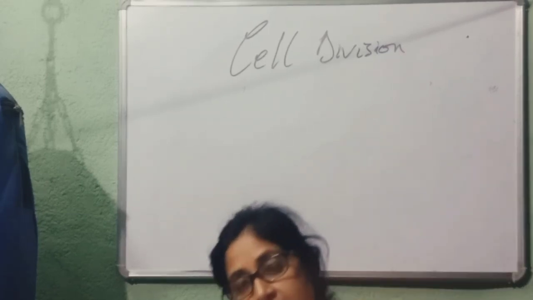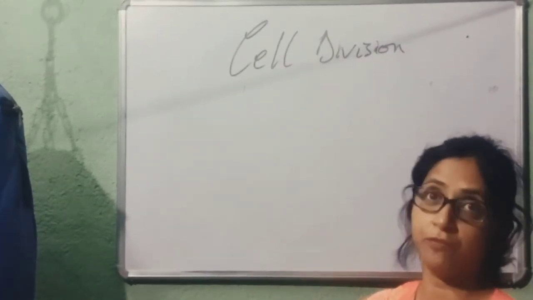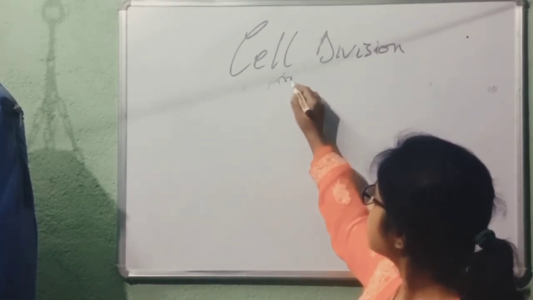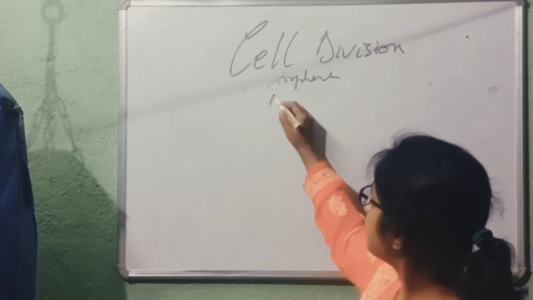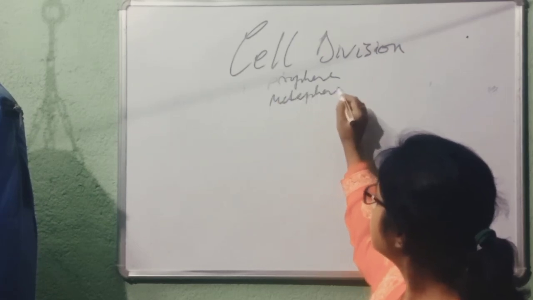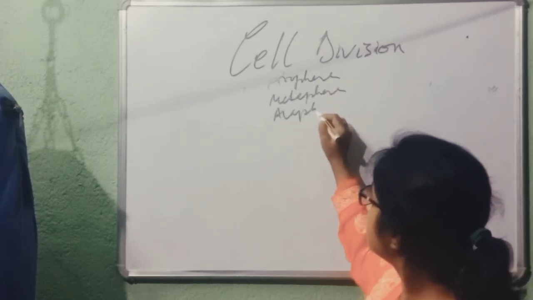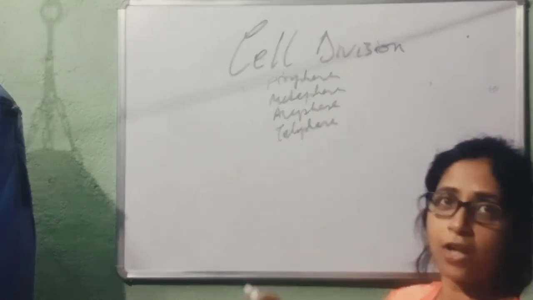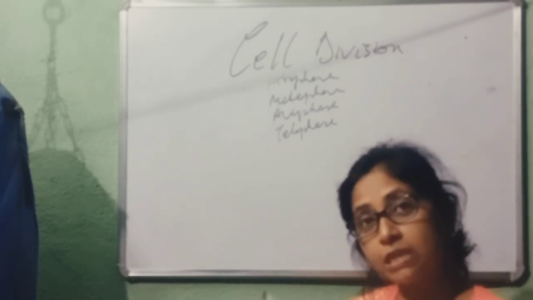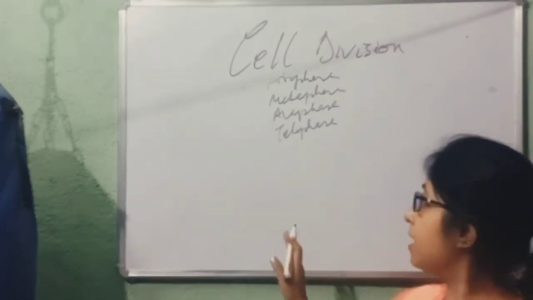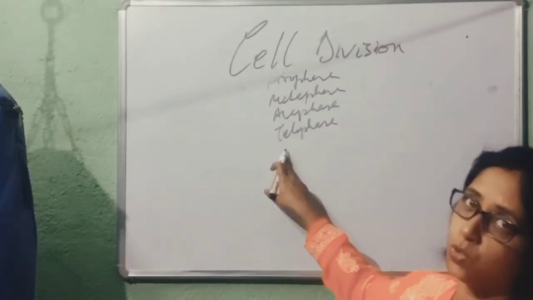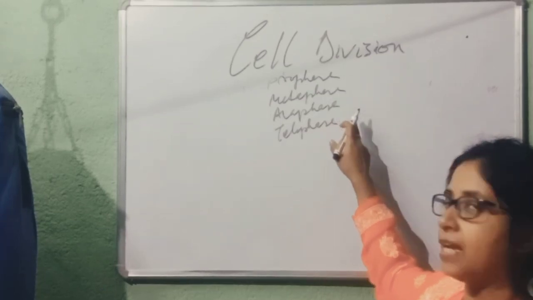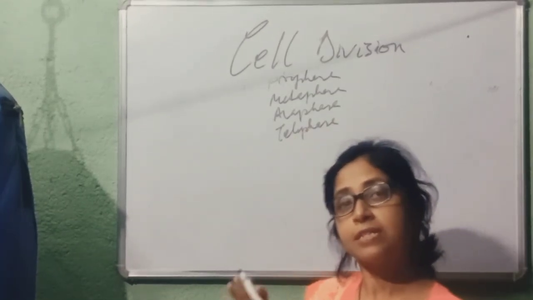Now, karyokinesis has four main phases. Now, what are those phases? Prophase, metaphase, anaphase and telophase. So the process of karyokinesis, that is the nuclear changes that take place in the cell, has four main phases to go through. First one is prophase, metaphase, anaphase and telophase. So I think up to here students have understood.